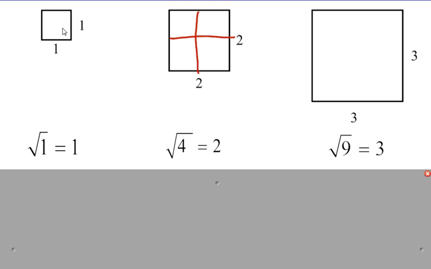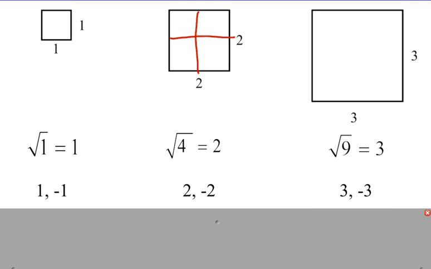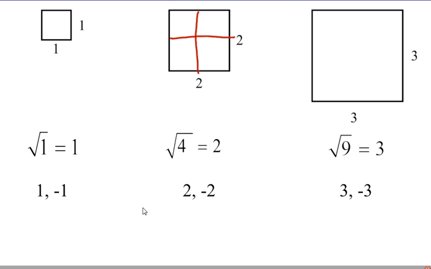So the side measurement of this square of 1, an area of 1, would be 1. This would make up 4, an area of 4. So the side measurement of a square that has an area of 4 would be 2. The side measurement of a square with an area of 9 would be 3. Now, one thing we didn't talk about, though, is the fact that it could be negative as well. Now, it could be negative because a negative times a negative is equal to a positive.